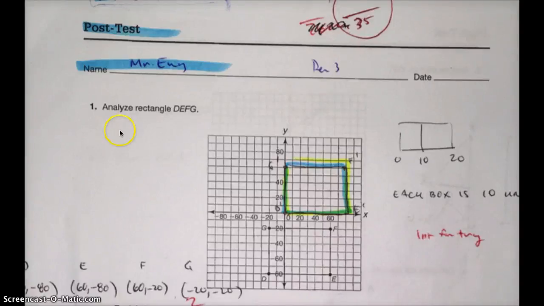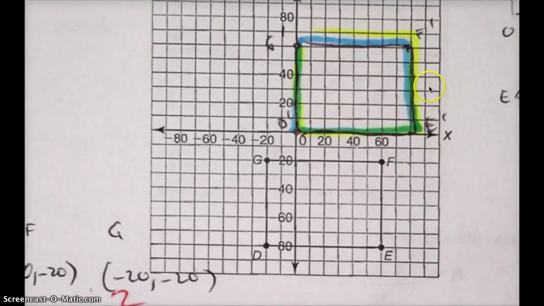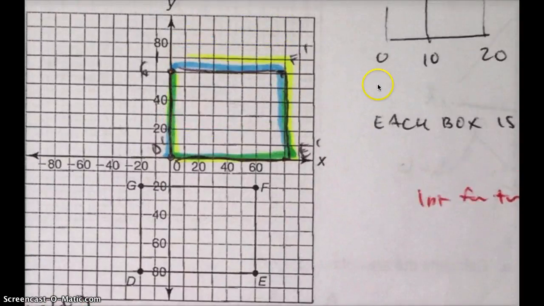These are the test corrections for the Chapter 14 tests. Question number 1 tells you to analyze the rectangle DEFG. Something that I notice that students are struggling with is something called units or increments.